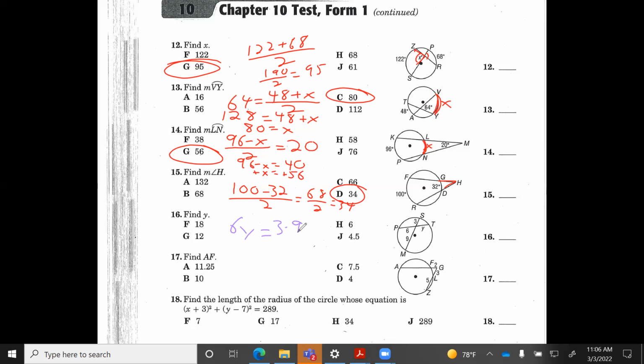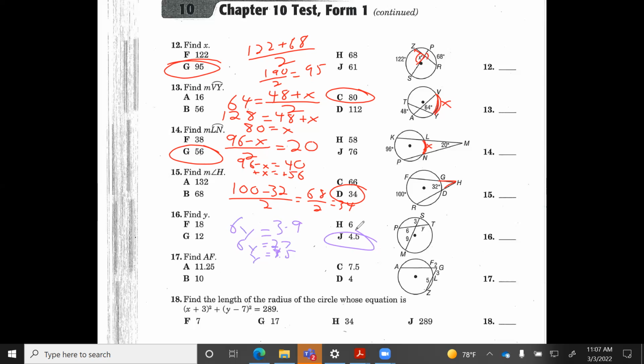So we're multiplying the 2 parts on one of the chords with the 2 parts on the other chord. So we have 6 and y times 3 and 9. So 6y equals 27. Solve, divided by 6. And that's 3.5. I'm sorry, no, not 3.5, 4.5. 27 divided by 6. 6 goes into 24 4 times, 3 left over, 3 over 6 is 1/2 or 0.5.